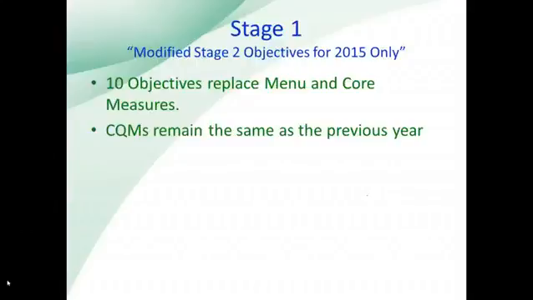Stage 1, which is also known as Modified Stage 2 Objectives, is for 2015 only. There are 10 objectives that replace the menu and core measures. In the past, for Stage 1, there were 13 core measures and 9 menu measures. The CQMs remain the same as the previous year. There were no changes.